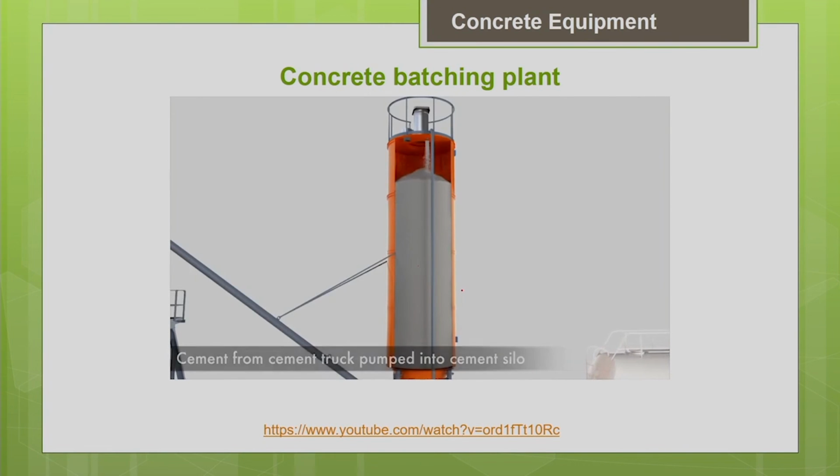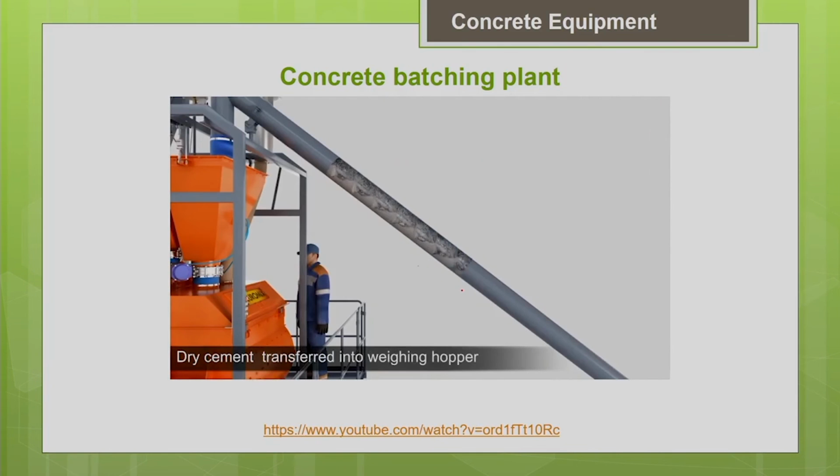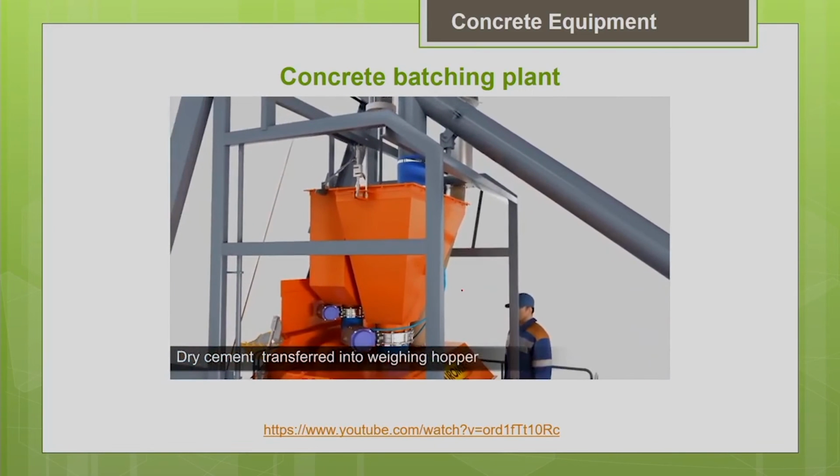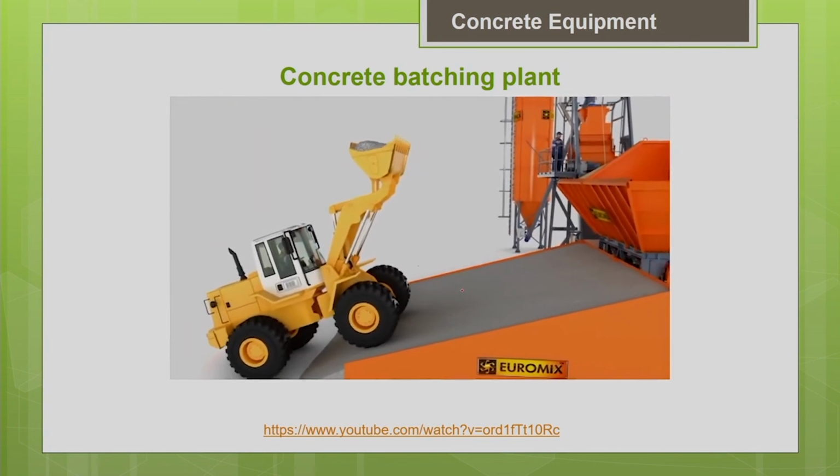Okay, so the cement silos are filled with the cement. Now the cement from the cement silos is conveyed by the screw conveyor. You can see this, by the screw conveyor it is being conveyed into the weighing hopper. Okay, you just weigh the required quantity of the cement before loading it into the mixer machine.